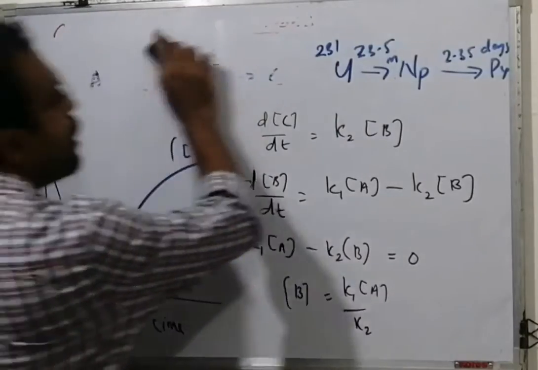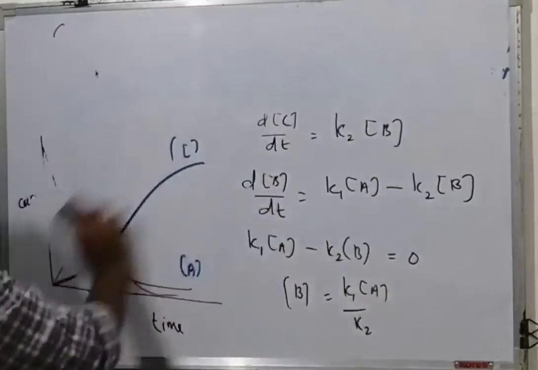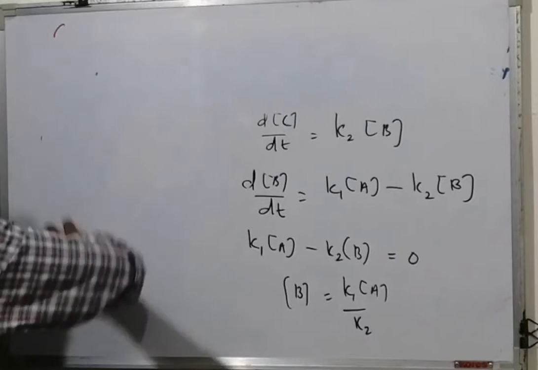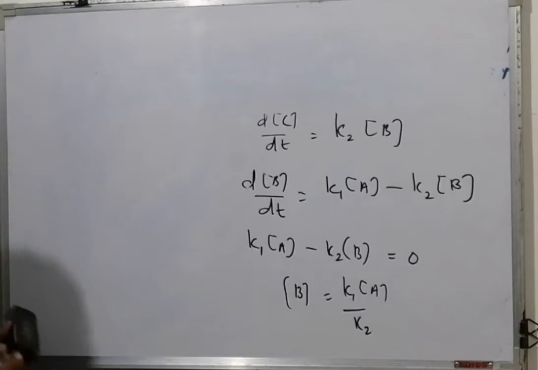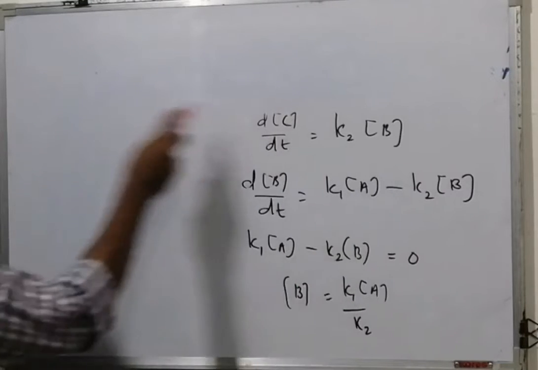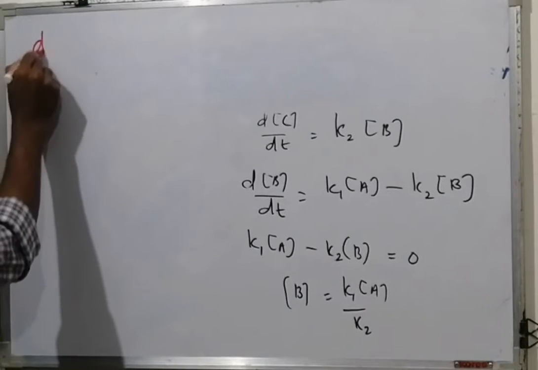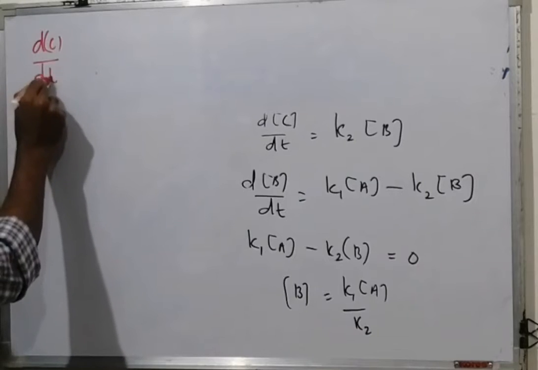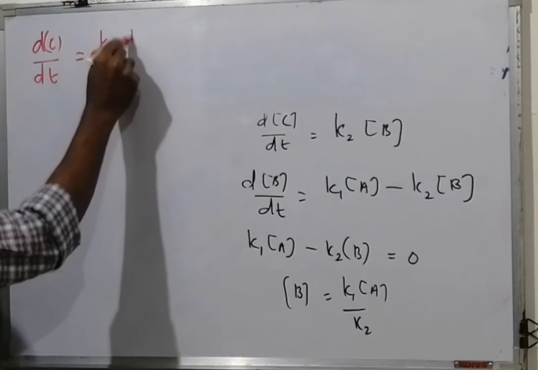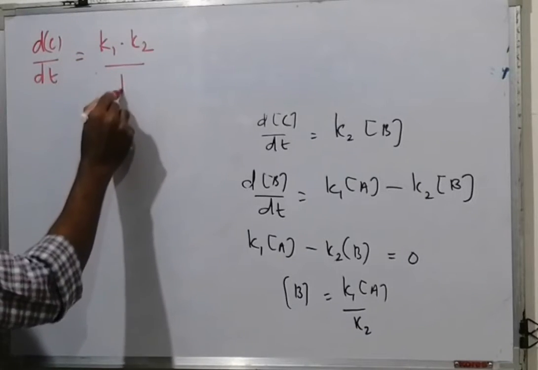Now you apply this value of B here. Therefore, dC by dt is equal to K1 K2 A divided by K2.